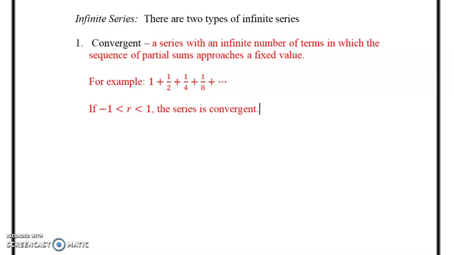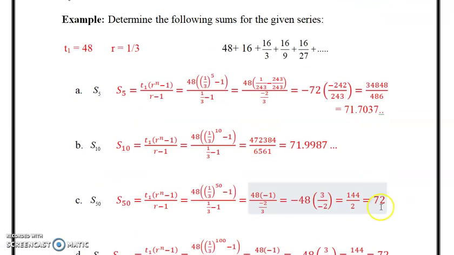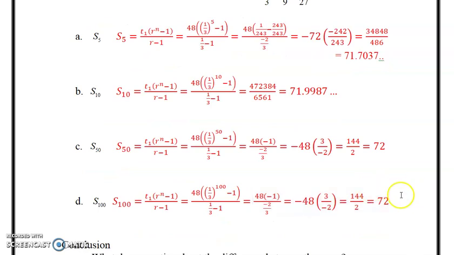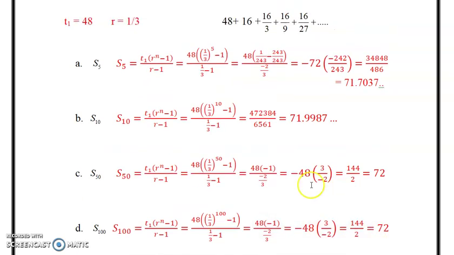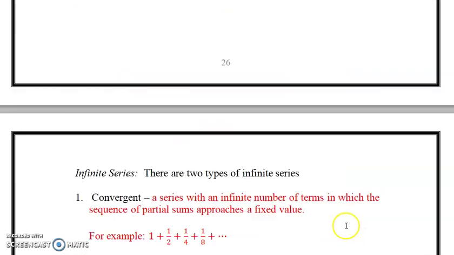You have to calculate that, and you'll do it a few times like we did back in the infinite series example on page 24. We could see that it was clearly approaching a fixed value of 72. The R value was 1/3. So it approached 72. It's getting closer and closer to the point where if the calculator is giving you 72, if we put S as 1,000, the same thing will occur. All right.